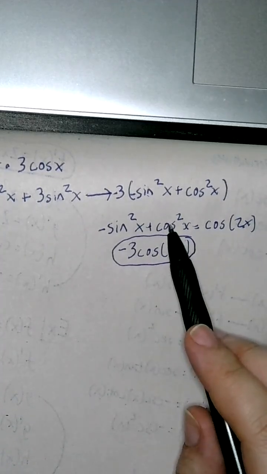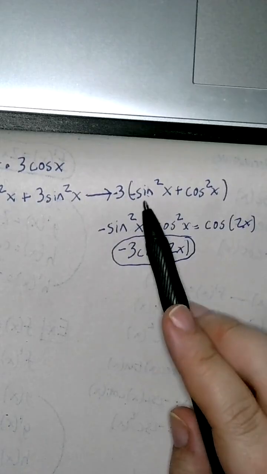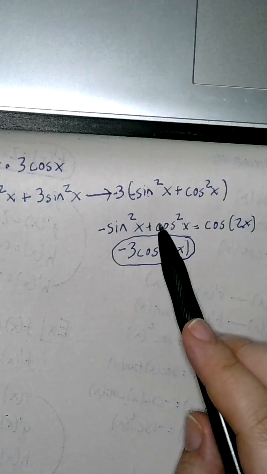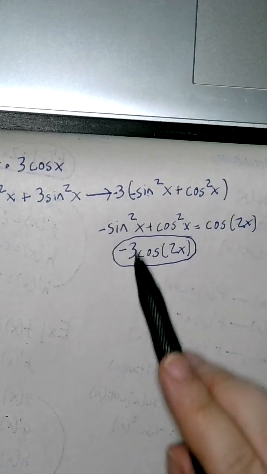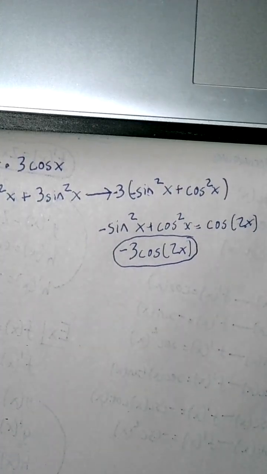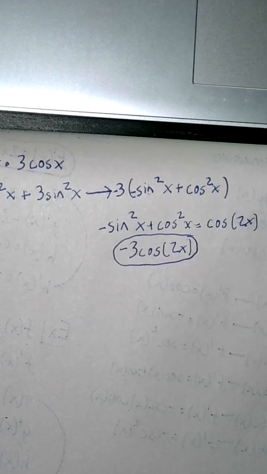So this is a trig identity. So all I had to do was, once I had this trig identity, I could just plug it in here, and it's a simplification.